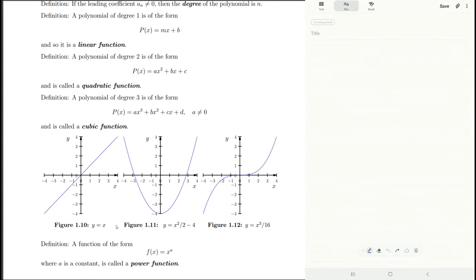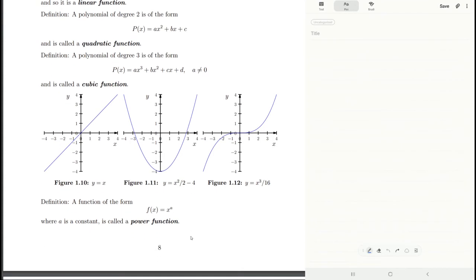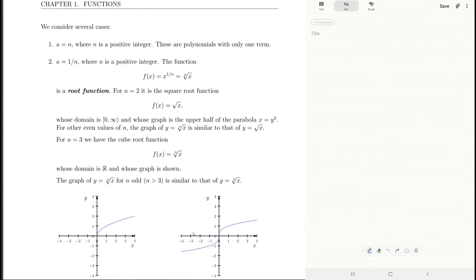So next we can define a power function which takes on the form f(x) = x to the power of a, where a is a constant and x is our independent variable. So for this function, there are several different cases that we will consider. Now in the first case, if a is equal to n, where n is a positive integer, then these are polynomials with only one term. So these are examples that we've looked at earlier, but only dealing with a single term.